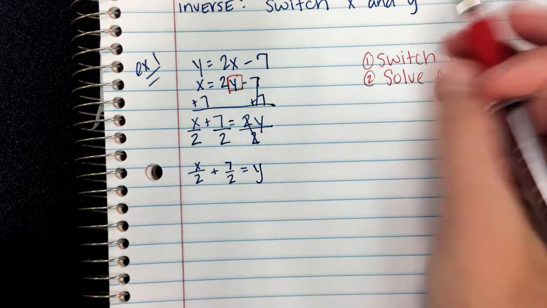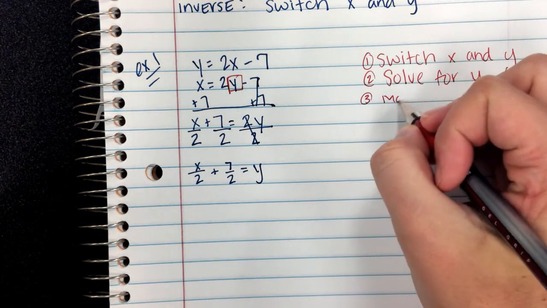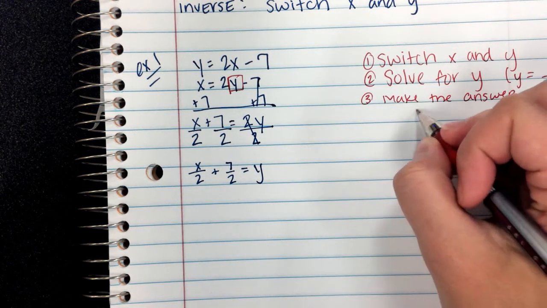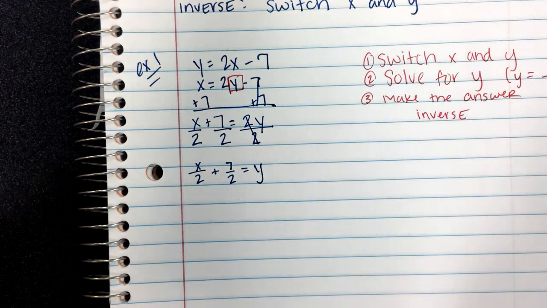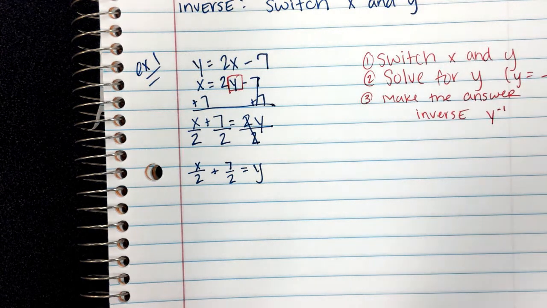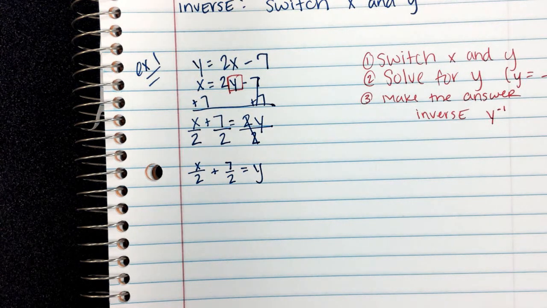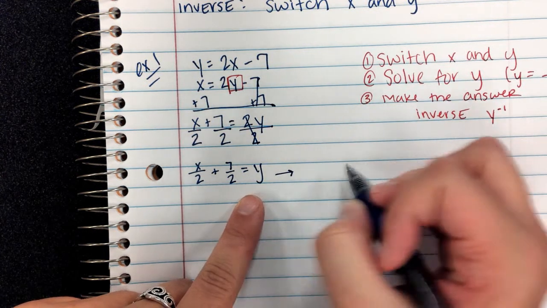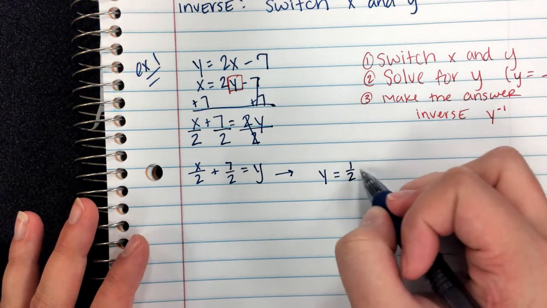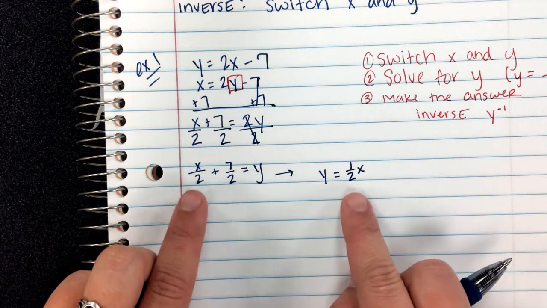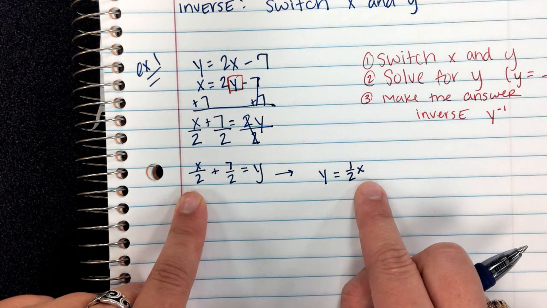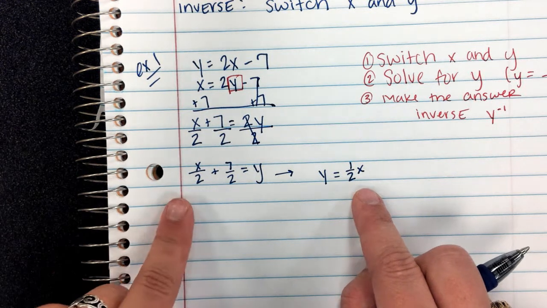Our last step, number 3, is we have to make the answer inverse. And what I mean by that is to tell me an equation's an inverse, you have to put an itty-bitty negative 1 on it. So let me show you what this answer will look like. Okay? So this will say y equals 1/2 x. These are the exact same thing. All I did is move my x to the side. Okay? That's all I did. I put my x on the side instead of on the top.